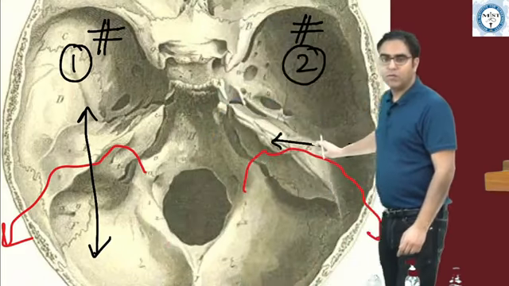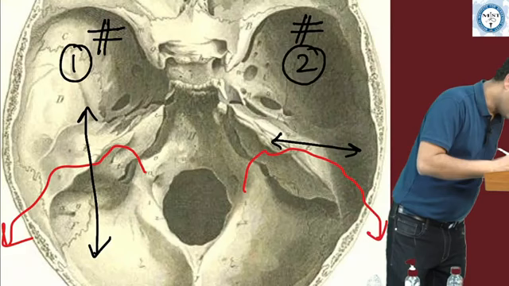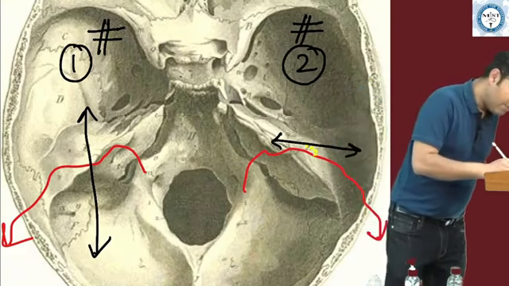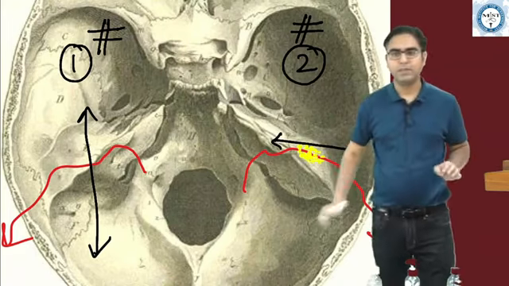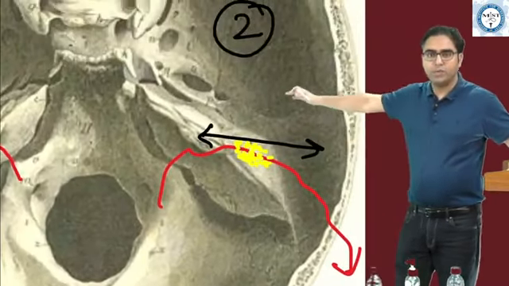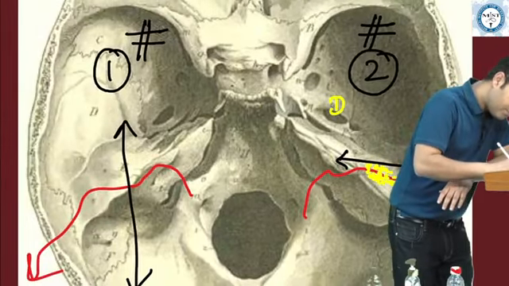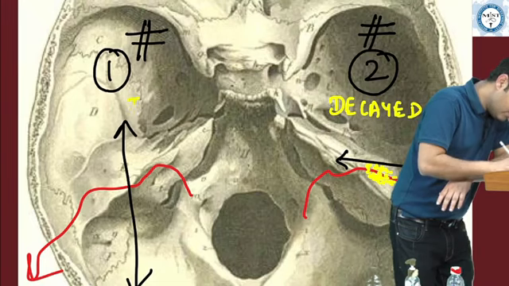Fracture 2 will be causing delayed onset facial palsy. Why? Because the facial nerve has not been cut, but within a few days, what will happen? There will be edema around the nerve in this area, and that edema will press the nerve. Fracture 2 will be causing delayed onset facial palsy. This will be immediate onset facial palsy.